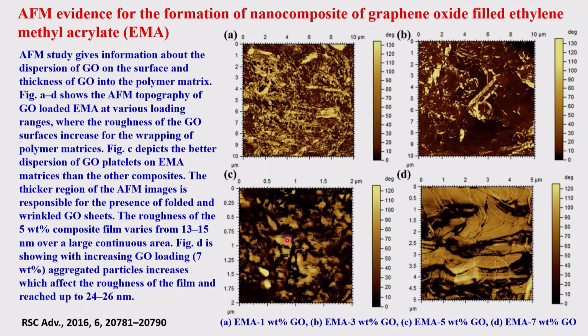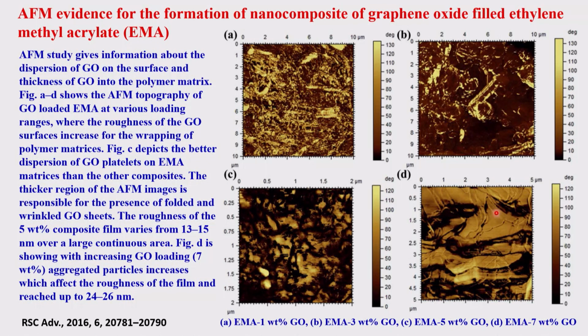So what is the best composition level of the composite, which will give better properties? Later on you measure the properties, etc. In this case, the roughness of this 5% film varies between 13 to 15 nanometers over a large continuous area. So it's a very homogeneous kind of thing.